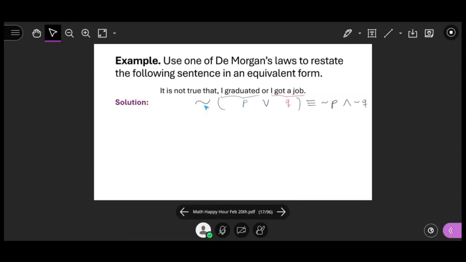So far our statement is negation parentheses P or Q. If we apply De Morgan's law, the negation will go to P, our disjunction symbol will change to conjunction, and then negation Q. So this would be an equivalent statement. Now we just rewrite our statement. Negation P is I did not graduate. Then we have and, and then negation Q is I did not get a job.